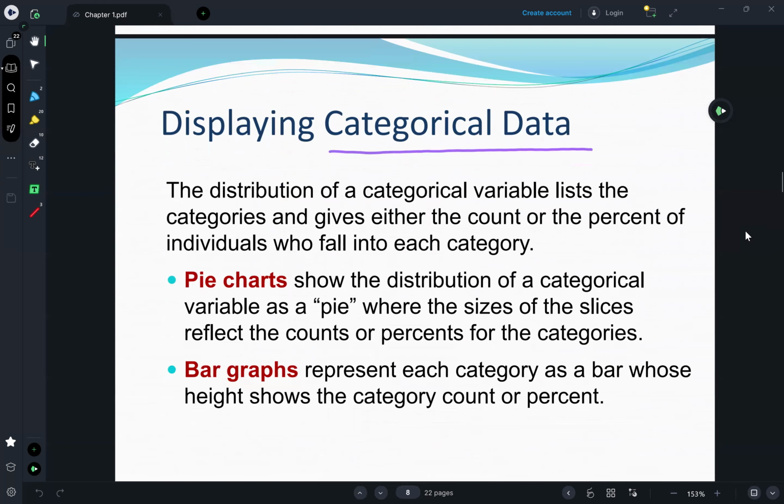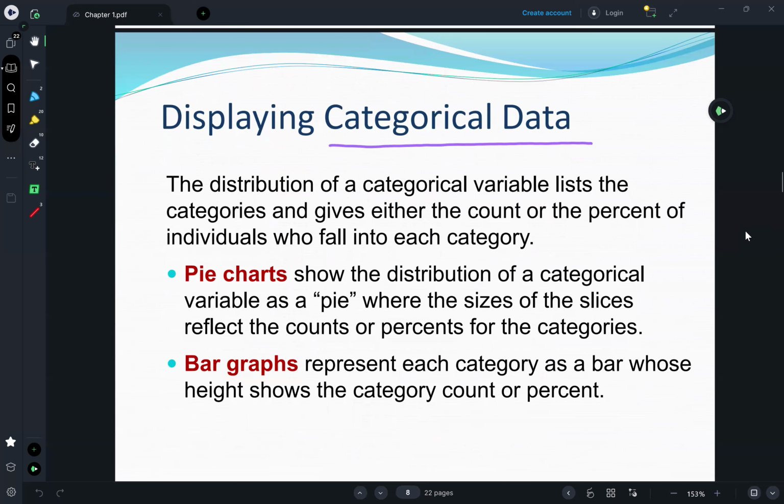So for categorical data, we want to use pie charts or the bar graph. Now, pie charts are only good if you have a small number of categories. If there's a lot of categories, it will be too confusing and you really won't get a lot of information. It's better to use the bar graph almost every time you have a categorical variable.